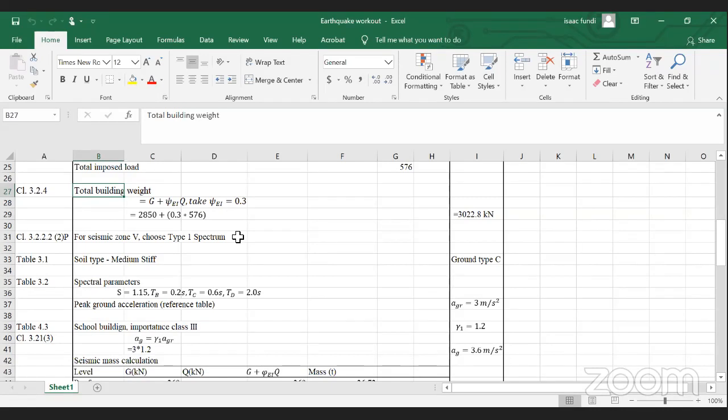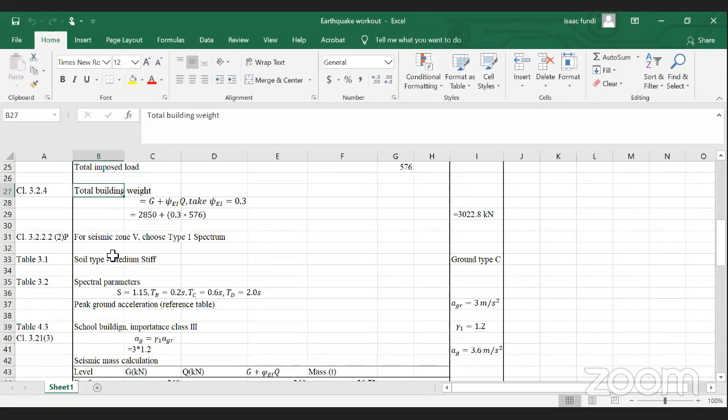Now, we were told in the example that we are doing this building in seismic zone 5. So from clause 3.2.2.2 part 2P, since it is seismic zone 5, we'll choose the type 1 spectrum. Remember I had mentioned that we have type 1 and type 2 spectrum. So we are picking the type 1 spectrum.